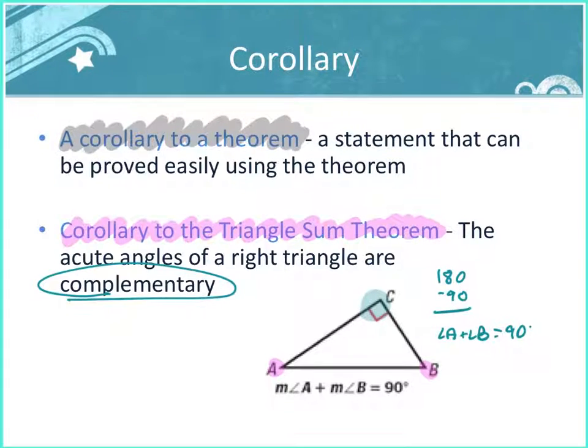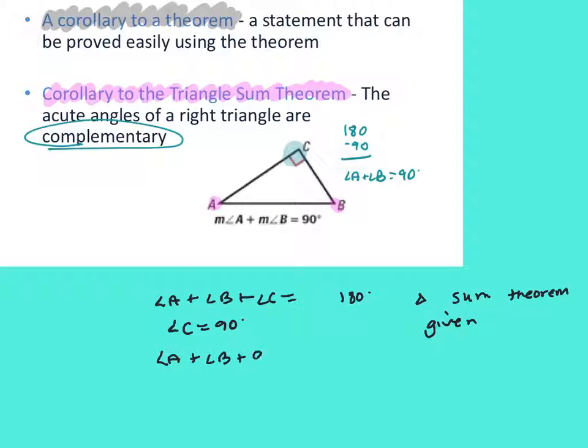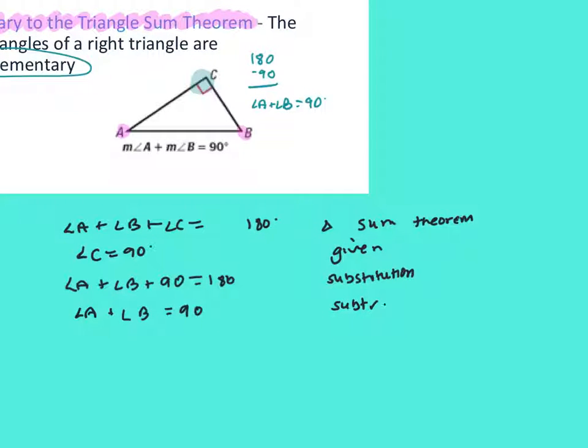Questions on that one? So again, if I didn't know it, I could say angle A plus angle B plus angle C equals 180 degrees. And that's the triangle sum theorem. I could say angle C equals 90, and that's given. I could say angle A plus angle B plus 90 equals 180, and that's substitution. And then I could say angle A plus angle B equals 90, and that's subtraction. And then I could say angle A and angle B are complementary. And what's that? Definition of complementary.